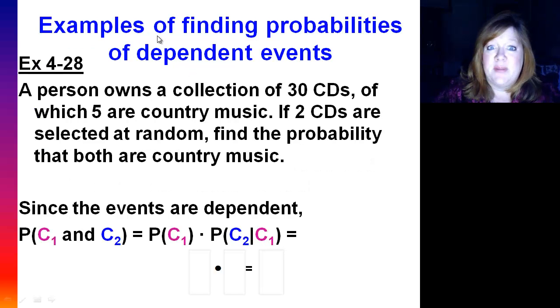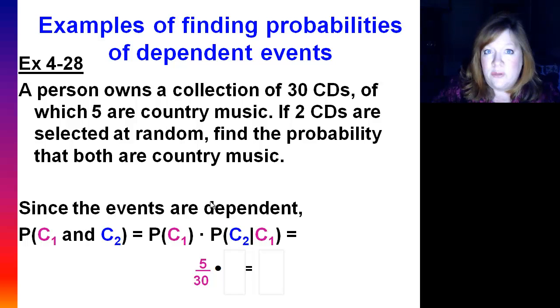Here's the first example of finding probabilities of dependent events. A person owns a collection of 30 CDs, 5 of which are country, and 2 are selected at random. What's the probability that both are country music? Now you wouldn't think it's very high because only 5 out of the 30 are country. Since the events are dependent, pick one and pick 2. So the probability that the first one's country, you can easily figure, is 5 out of 30. This one is the next one. Now, hang on to your hats.